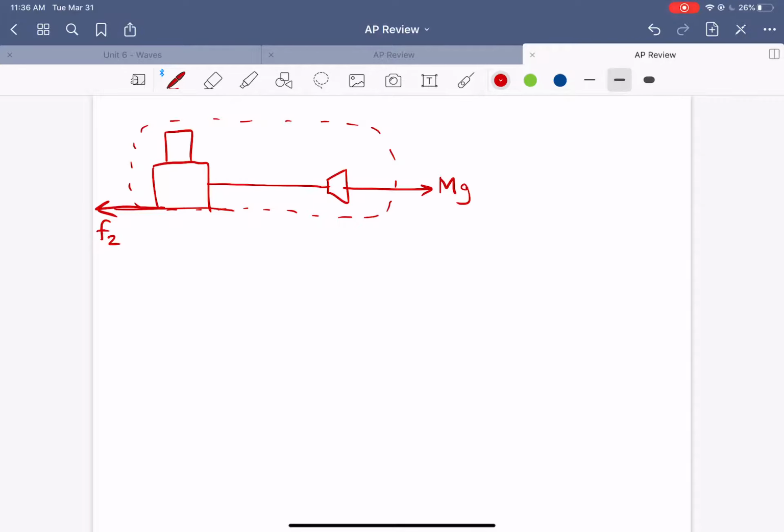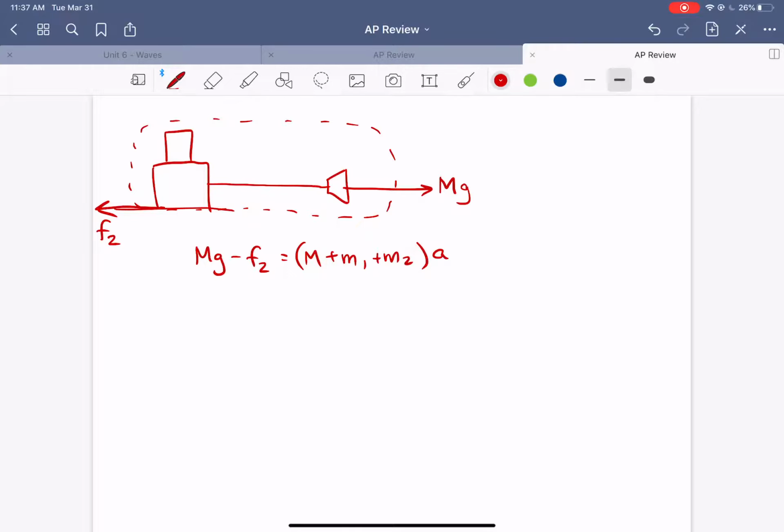So Newton's second law says that the net force here, mg minus F2, equals mass times acceleration, and that is the total mass of the system, m plus m1 plus m2. So this is the equation that we need to work with here.